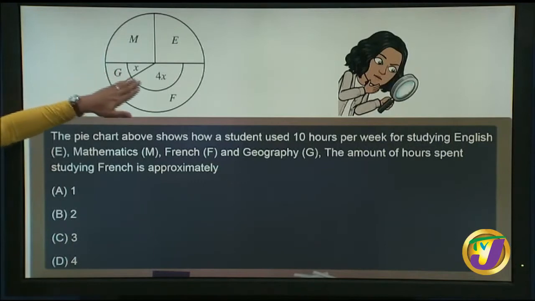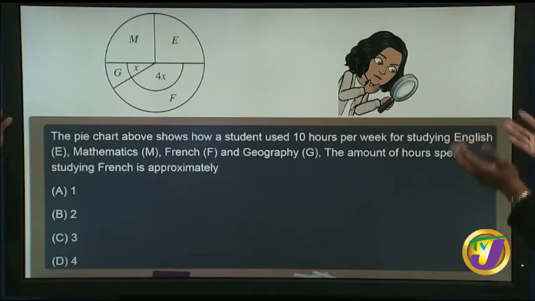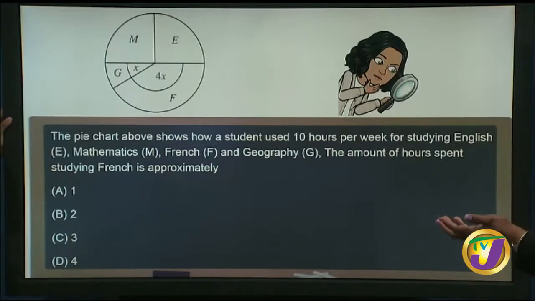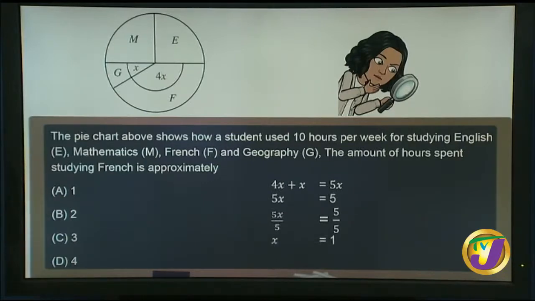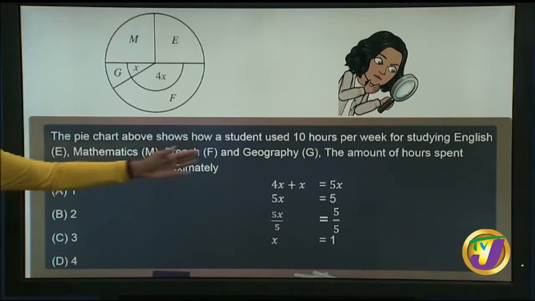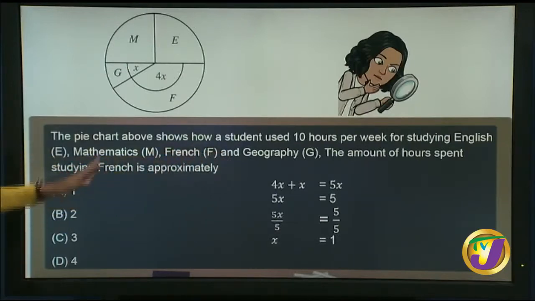But we are given something else: 2 algebraic angles. So what are we going to do here now? We can definitely say that 4x plus x would give us the total angle there, and that is equated to 5 hours. So it's 5x equated to 5 hours, and we can simplify it. In simplifying it, we're going to divide both sides by 5, and we would now arrive at x = 1. But guess what? They asked us the amount of hours spent studying French.